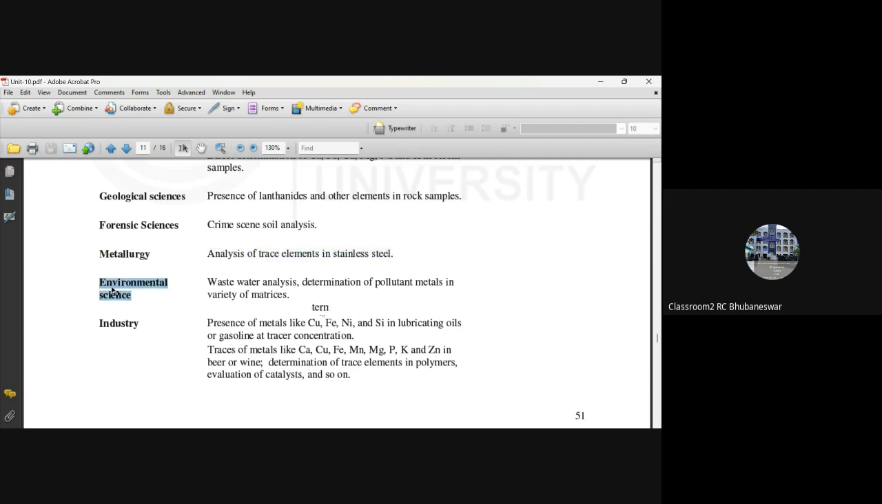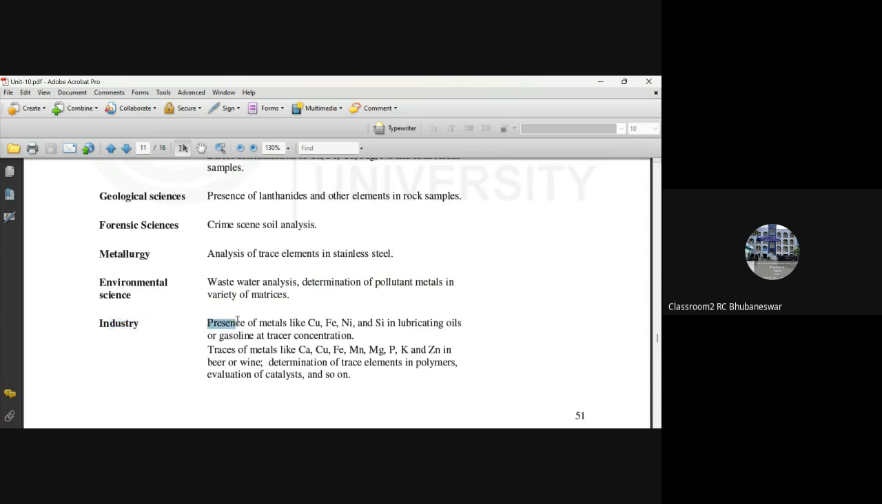Then environmental science. Of course, in environmental science you can study wastewater analysis, and the determination of pollutant metals in a variety of matrices. That is the most important thing nowadays. Water is getting polluted near the industrial areas. Then you can go for any kind of water pollutant metal studies by using this ICP-AES. Also, other fluorescence and other spectroscopic methods can be used for water analysis studies. Then in industries, these are very useful.